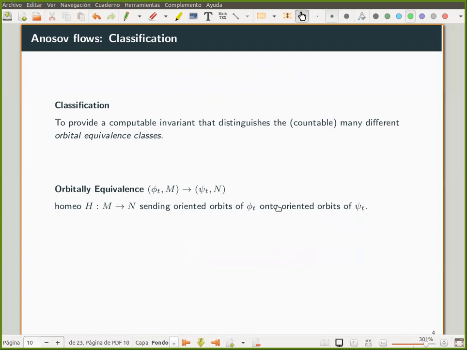And a main open question is to classify the different orbital equivalence classes of Anosov flows. By the C^1 structural stability property of hyperbolic dynamical systems or Anosov flows, we know that there are at most countably many different orbital equivalence classes, and so it makes sense to search for a finite set of computable invariants which allow to distinguish these classes.